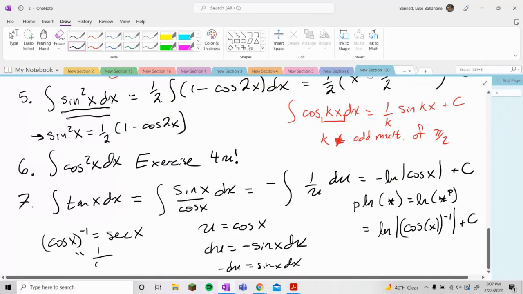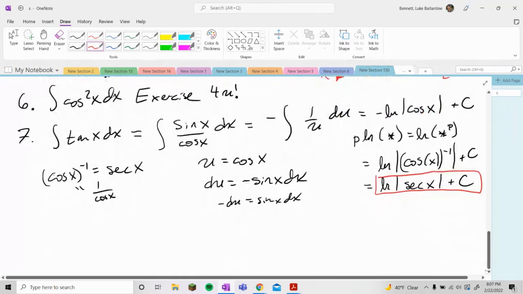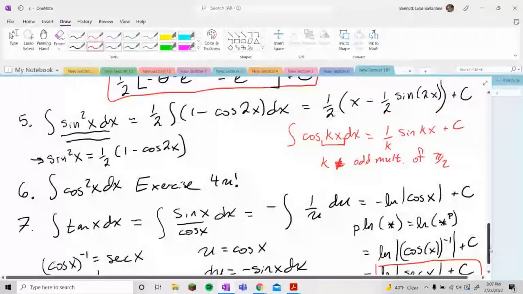Because this is really like 1 over cosine. So this is ln absolute value secant x plus c. Okay. So would both answers be accepted on the test or just the simplified one?